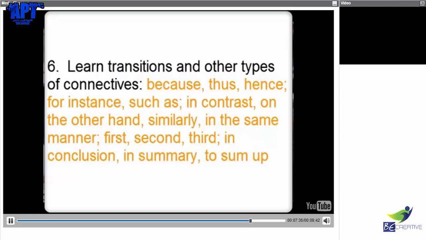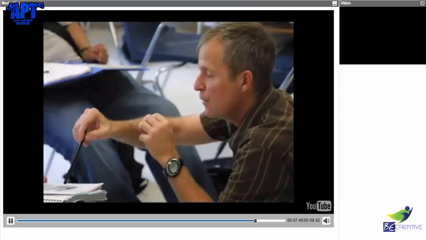Words that function in a process or list like first, second, third, and so on, and then maybe conclusion like in conclusion, in summary, or to sum up. It's important that you have a good knowledge of these kinds of transition words.